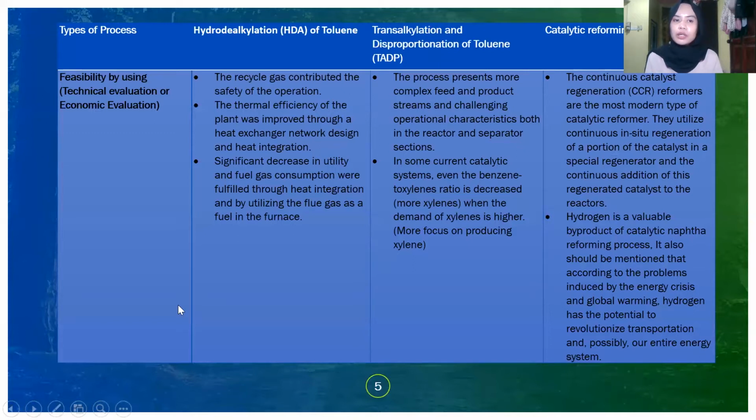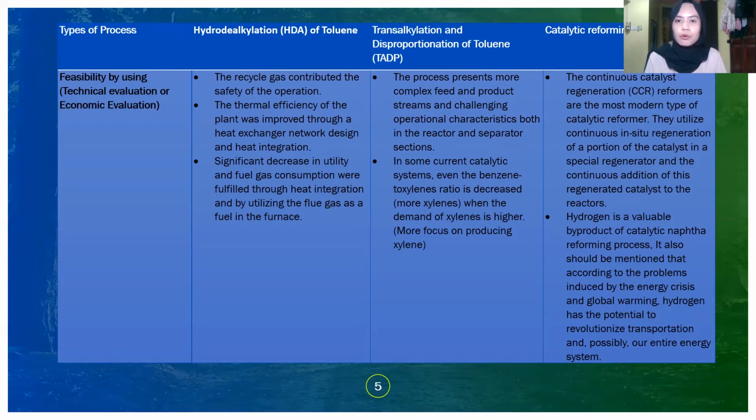Okay, lastly, we look at the feasibility by using technical evaluation or economic evaluation of each process. For HDA, the recycled gas contributes to the safety of the operation. The thermal efficiency of the plant was improved through a heat exchanger network design and heat integration. The significant decrease in utility and fuel gas consumption was fulfilled through heat integration and by utilizing the flue gas as a fuel in the furnace.